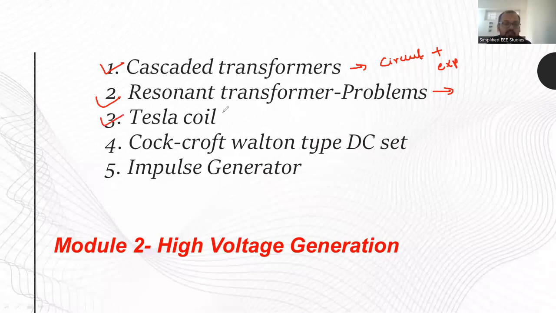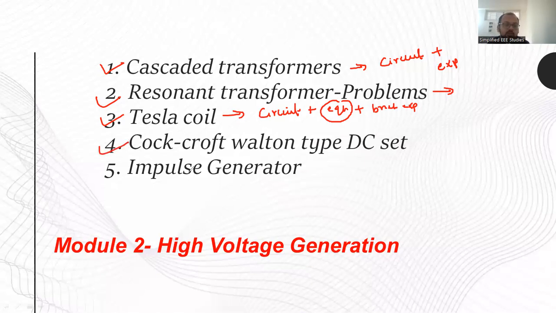Another important question is the Tesla coil. How to produce high voltage AC with high frequency using a Tesla coil. The circuit is compulsory, so please draw the circuit diagram. Plus you need to write the equations, along with a brief explanation. If you study the equations, you can definitely solve the expected numerical example from the Tesla coil. The chance of a numerical example is less, but anyway, you can expect the theory part.